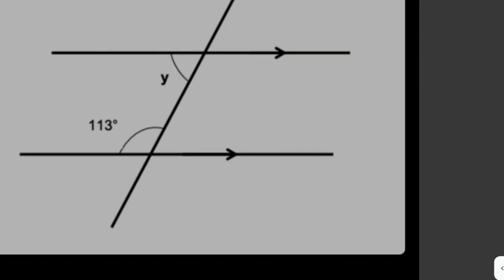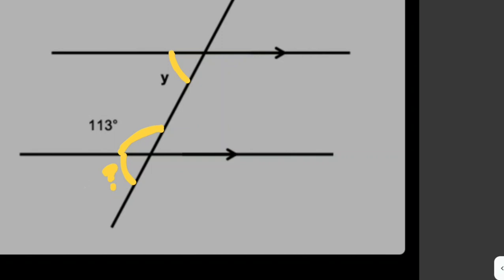Okay. Given the diagram of parallel lines, what is the value of y? So we're given this angle here, which is equal to 113 degrees, and we need to find the value of y. We know that y here is just equal to this angle here, because they are corresponding angles. So once we find this angle, then we also have the value for our y. This angle here, 113 degrees, and this angle here form a straight line, and the angles on a straight line add up to 180 degrees.